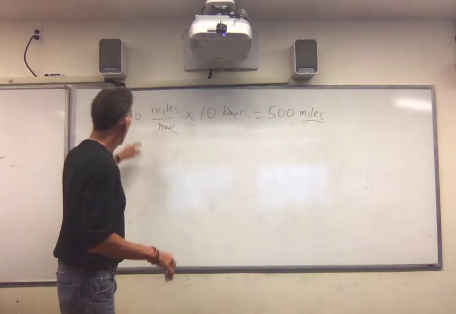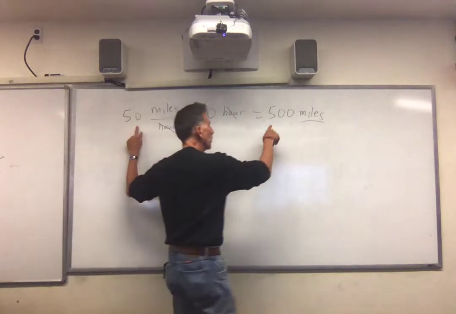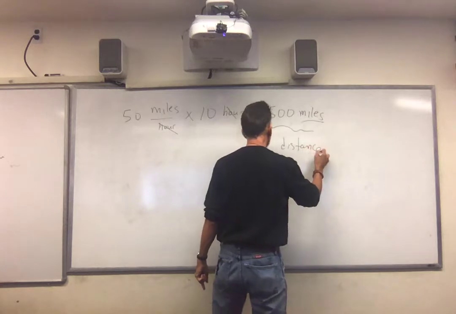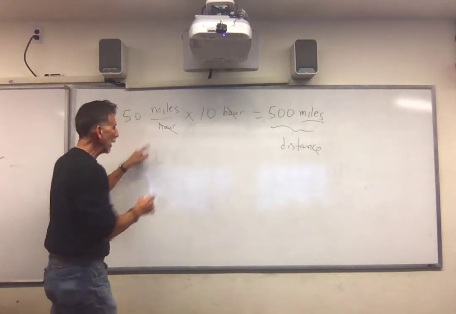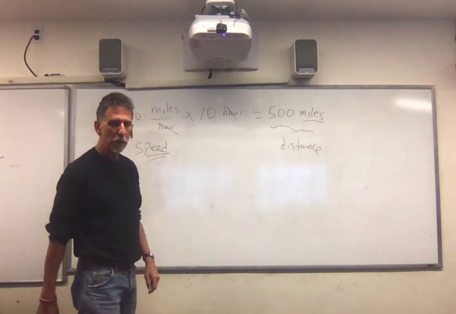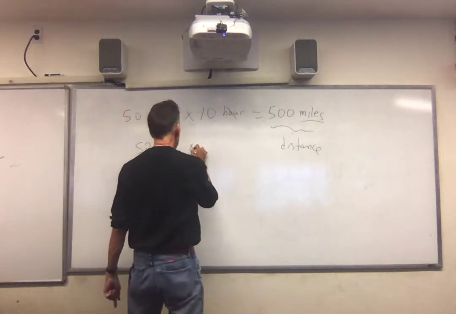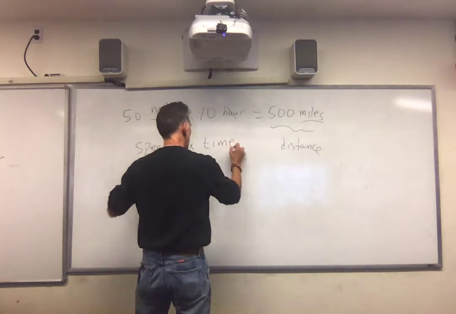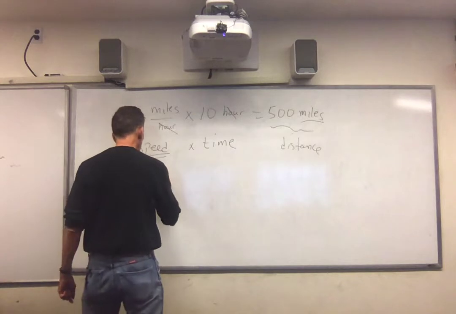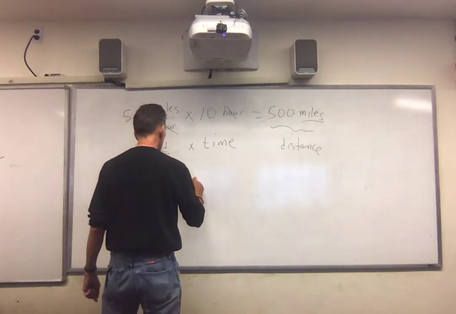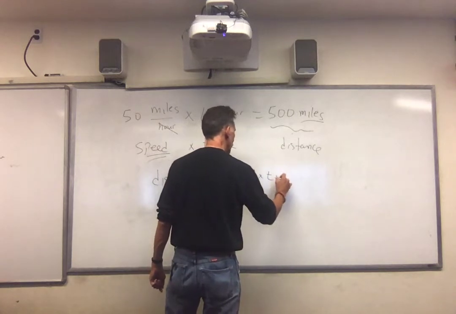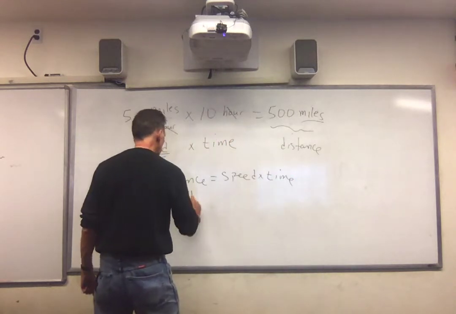What did we do? Well, 500 miles is a distance. 50 miles per hour is a speed. Later we'll learn the difference between speed and velocity. And this is a time. So what we've written is our first physics equation, right? Distance is speed times time.